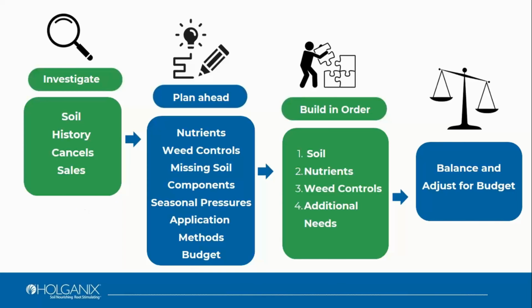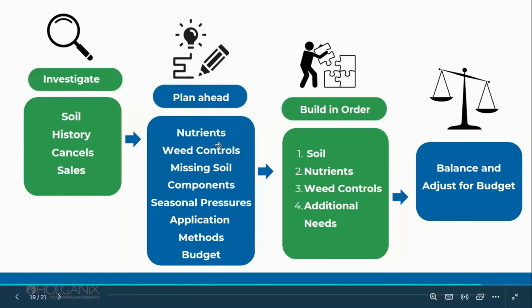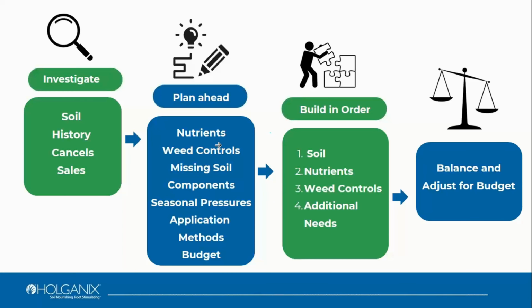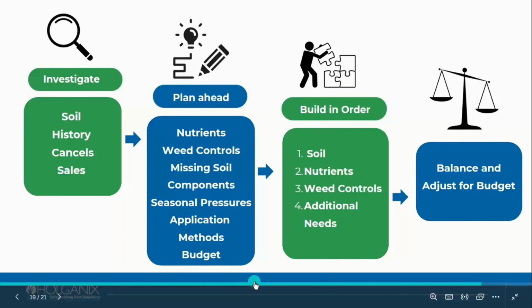We want to plan ahead: nutrients, weed controls, missing soil components, seasonal pressures. Just be proactive, research what was done, what's ahead of us, and what we're looking forward to. And I think getting a jump this early is a good thing. Then build an order: soil, what does the soil need; nutrients, what nutrients can we provide to the plant material; and then weed controls and any additional needs, your fungicides and any other insecticides that you may need.